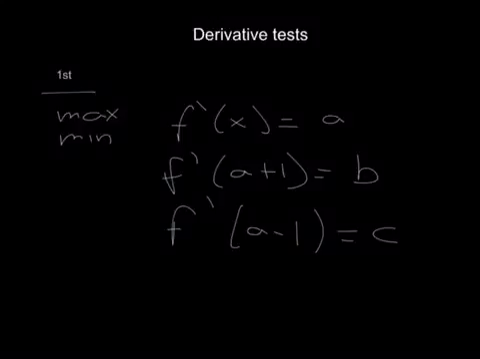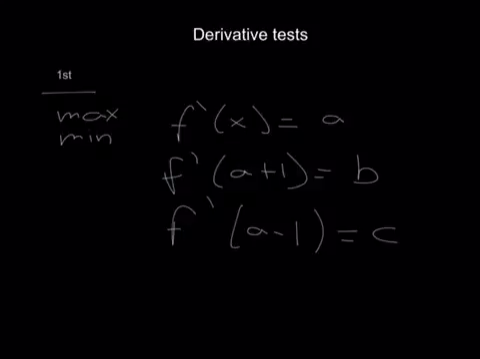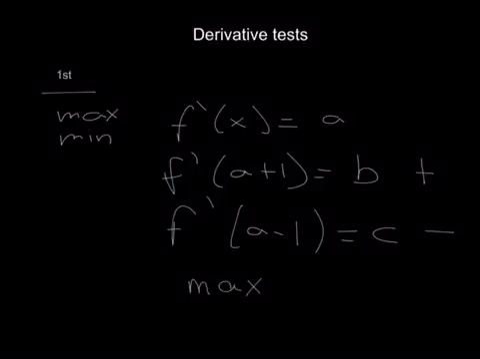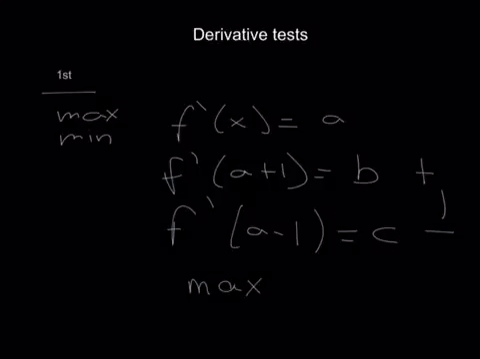Okay, and from these results, if b is positive and c is negative, this means that the function has a max point, and if they're the other way around, it means that there is a minimum point.